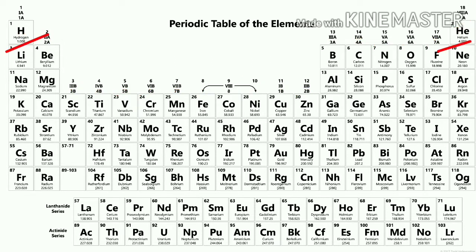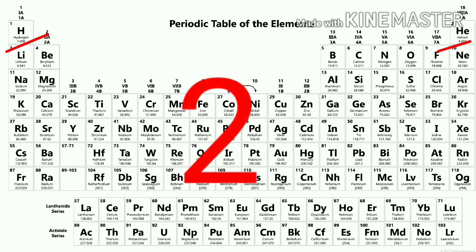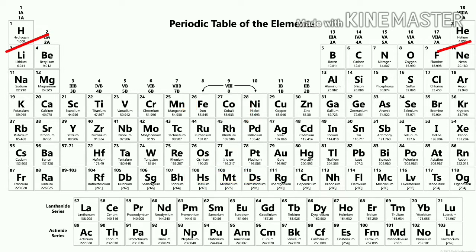Now I will discuss the first period. Look at that. In the first period there are 2 elements present. One is hydrogen, another is helium. That means the first period contains only 2 elements, hydrogen and helium.